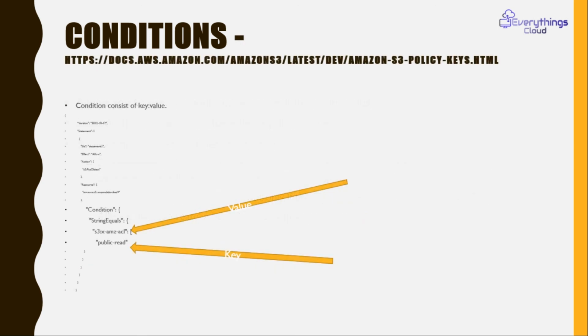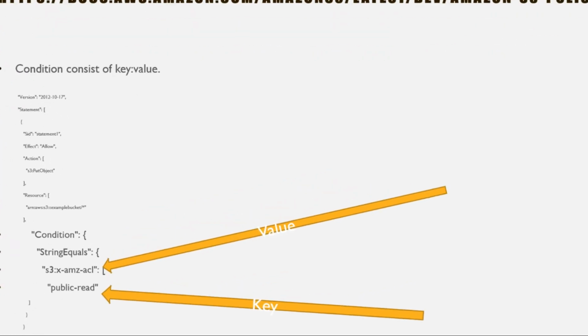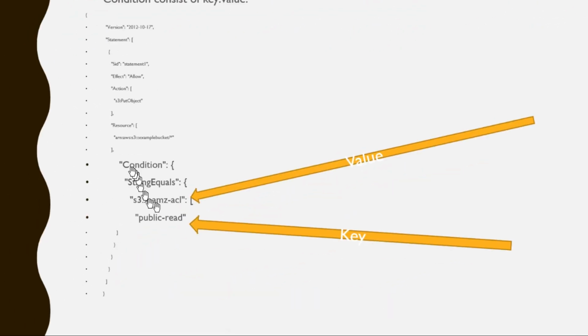So how to define that condition? Okay, so a condition has some values. For example, in this one there is a string equal to, then a key and value pair. So we will define it like this. This is a keyword which is already defined in AWS. So this is just to show how the condition looks.